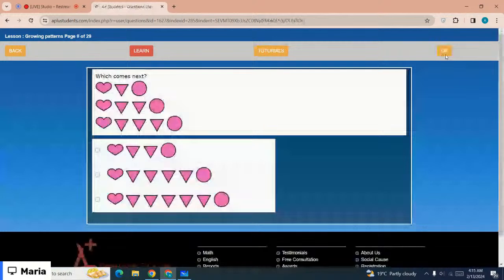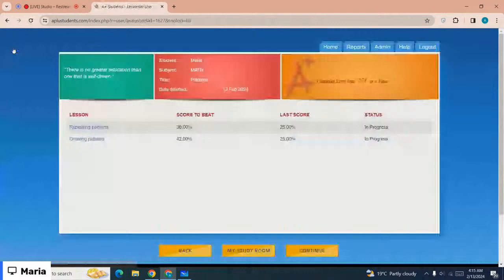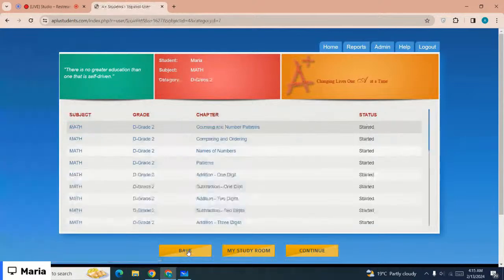Okay, you can complete the lesson by yourself later today. Let me just move on to the next chapter because we are done with the chapter patterns. You can complete these lessons by yourself later today. Now I'm going to start with the chapter addition one digit. So let's just start with the lesson.